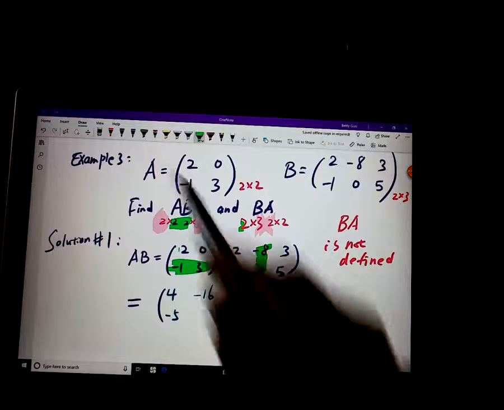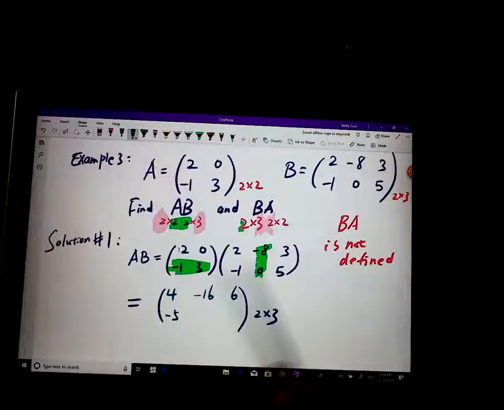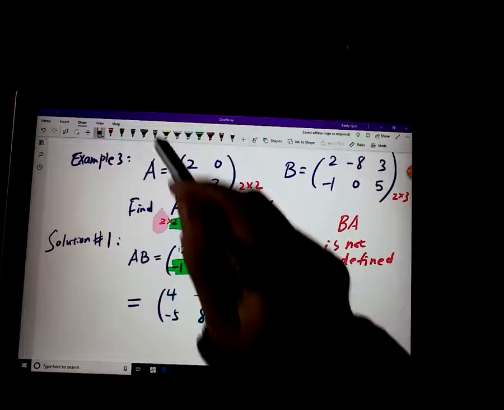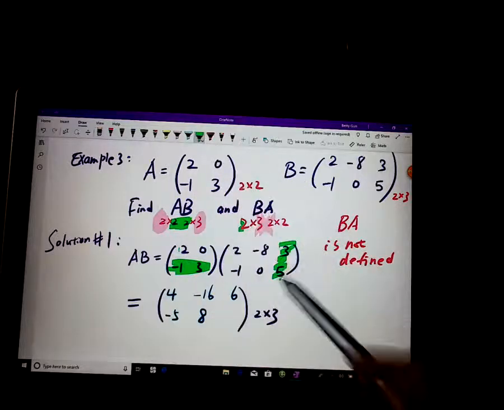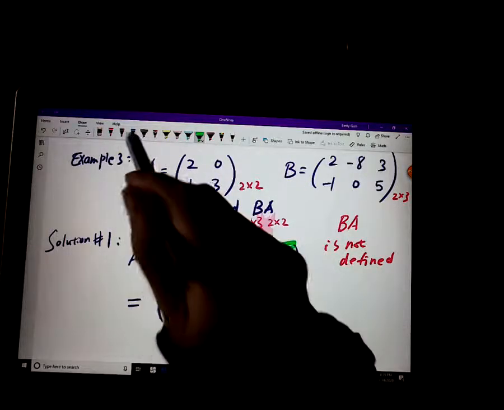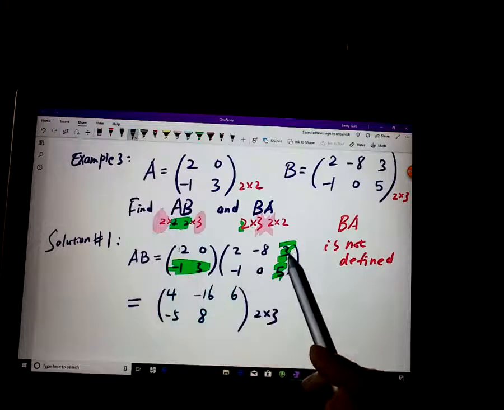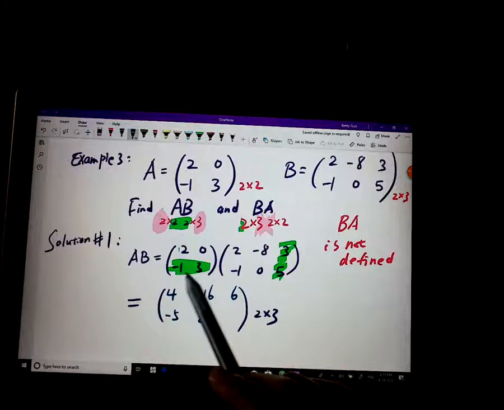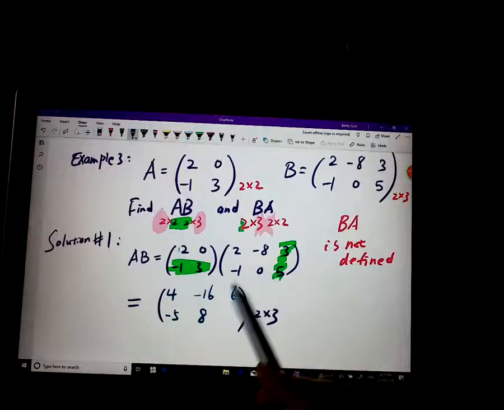Row 2, column 2. -1 times -8, 8. 3 times 0, 0. So 8 plus 0 is 8. Row 2, column 2, right? Row 2, column 3. -1 times 3, -3. 3 times 5, 15. -3 plus 15, 12.